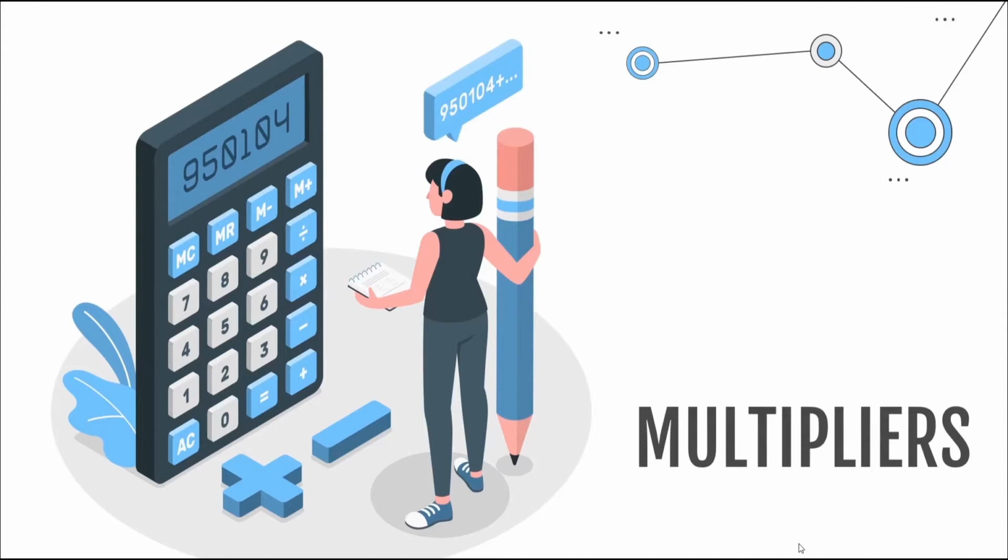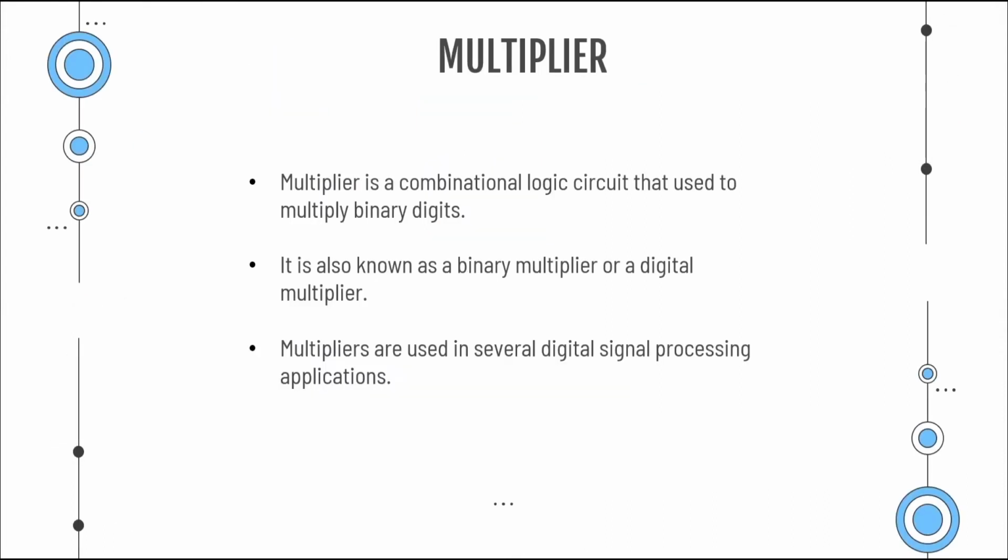Now we are going to talk about multipliers. A multiplier is a combinational logic circuit, and this is used to multiply binary digits. This multiplier is also known as a binary multiplier or a digital multiplier. And this multiplier is the same as an adder and subtractor. It is also an arithmetic logical circuit.